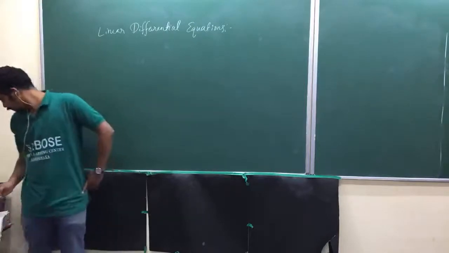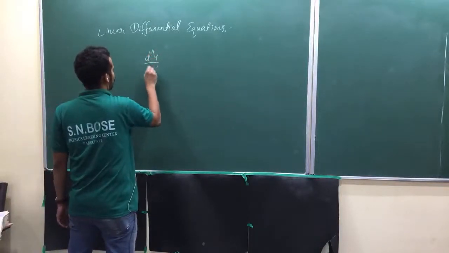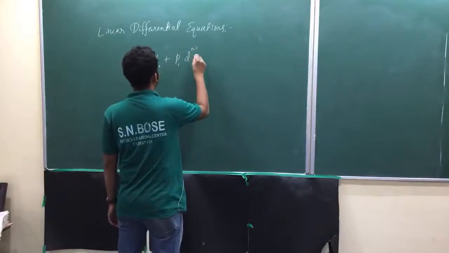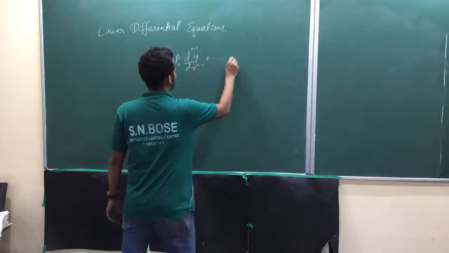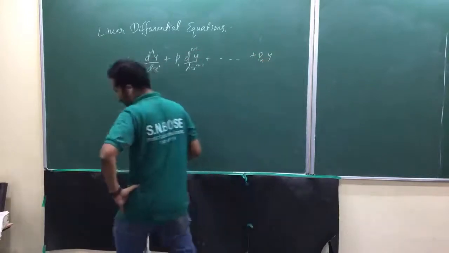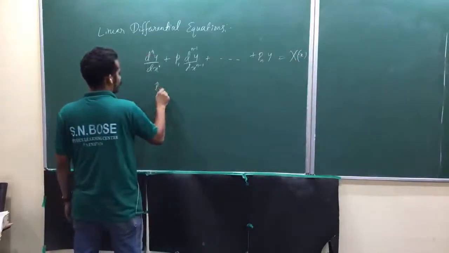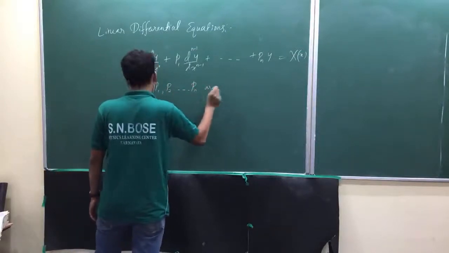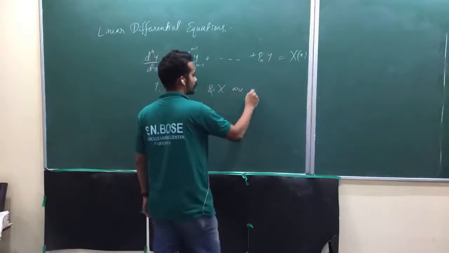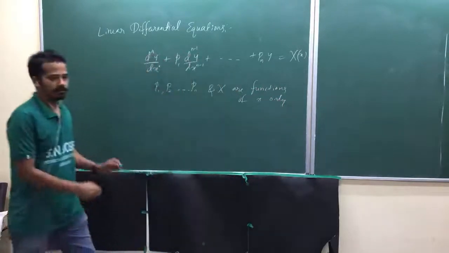So it is of the form d^n y by dx^n plus p1 into d^(n-1) y by dx^(n-1) plus and so on, plus pn into y is equal to some function of x, where p1, p2 and so on up to pn, and that function of x, are functions of x only.